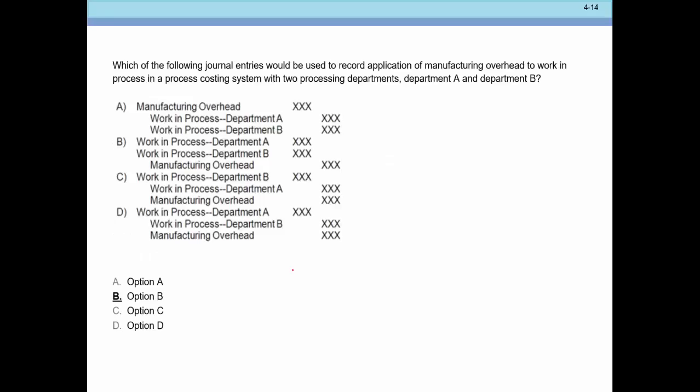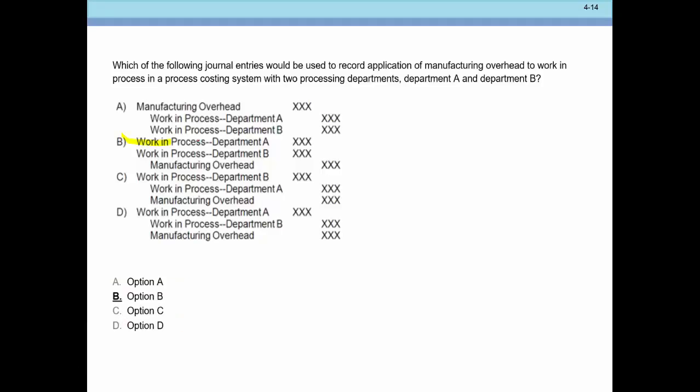All right, let's go ahead and take a look at this one now, testing our understanding of the journal entries. Which of the following journal entries would be used to record application of manufacturing overhead to work in process in a process costing system with two processing departments, Department A and Department B? I think that question takes the world record for having the word process in it. But what happens? Well, we're going to put our manufacturing costs in each one of those departments, aren't we? Our overhead, I should say.